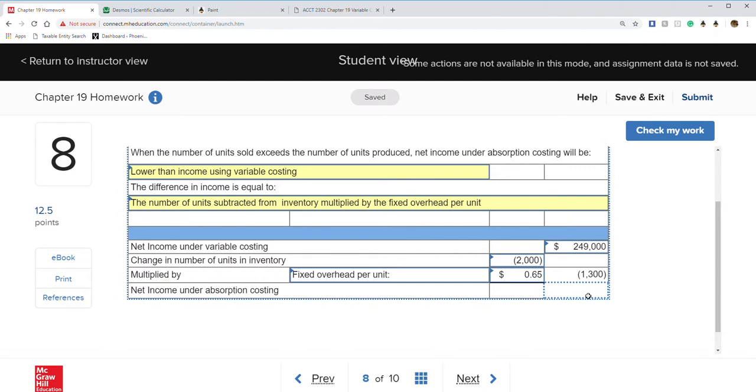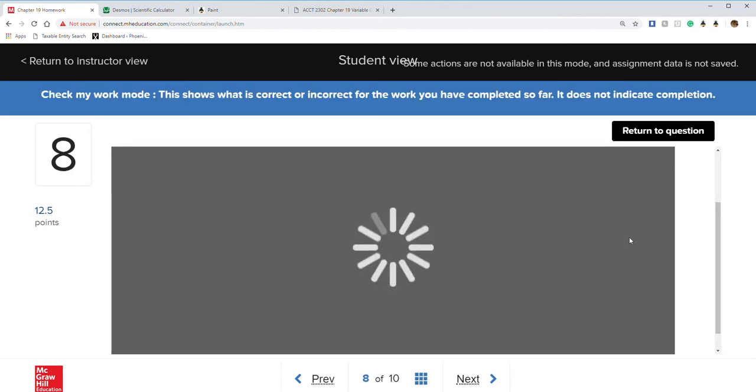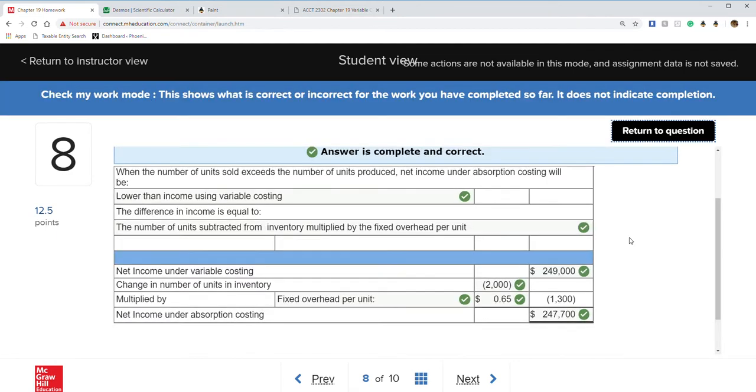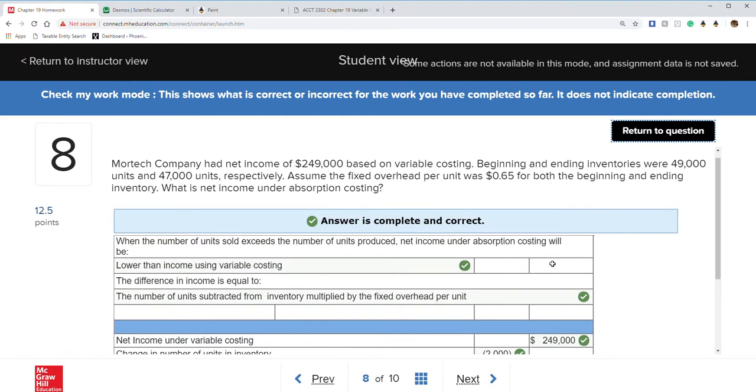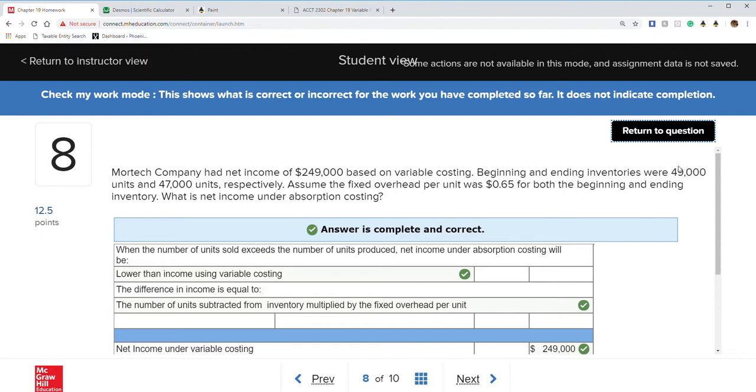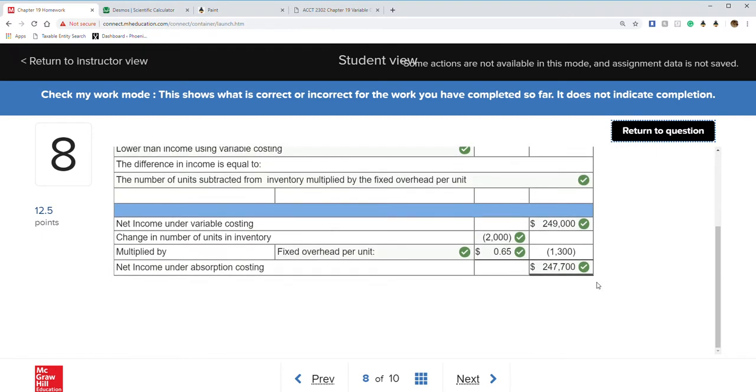Okay, and then 1,300. Let's see if I can do this in my head. Be probably 247,700. I just want to see if I can do it in my head in a video, and I did. Awesome. Again, you can use calculators. Again, if the beginning is outweighing the ending, you're going to have a negative. If it's the other way, if this is less than the beginning, then that should be positive, and it's going to add on too.